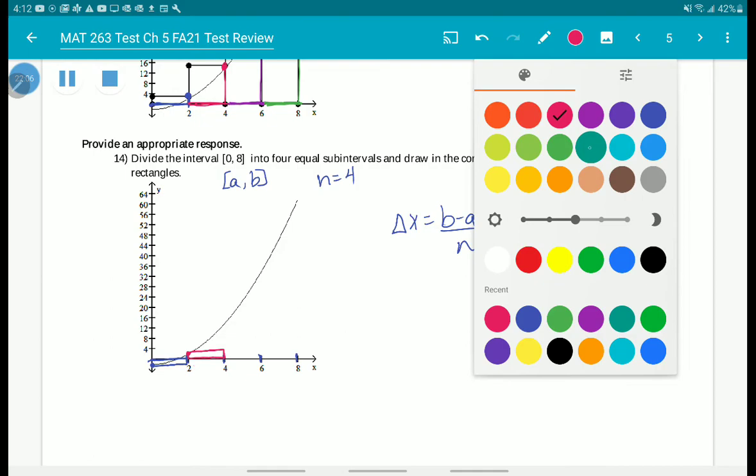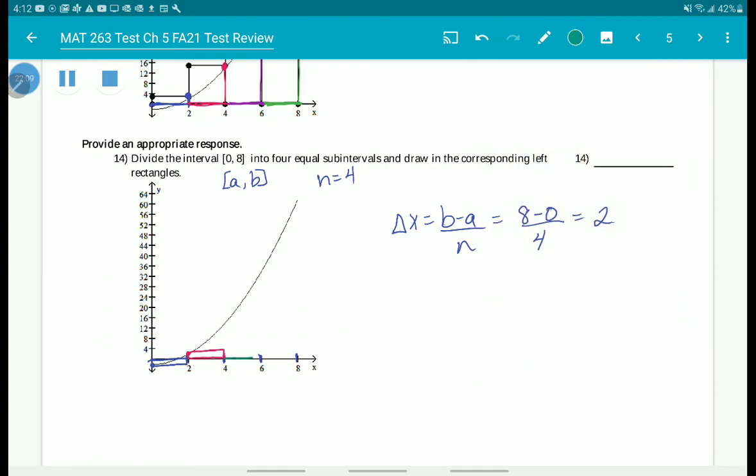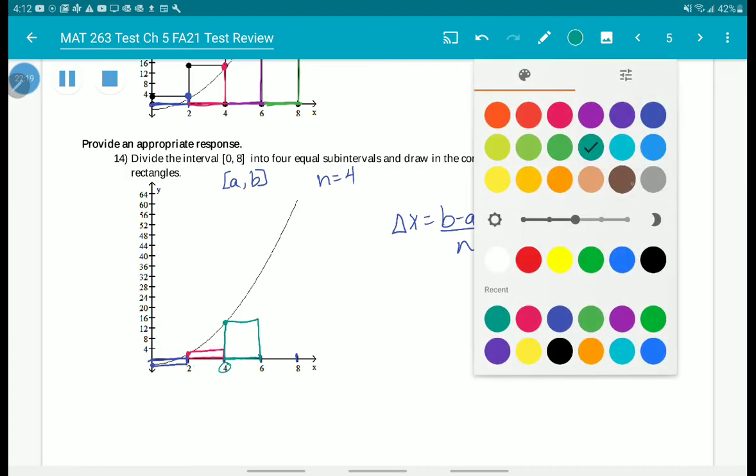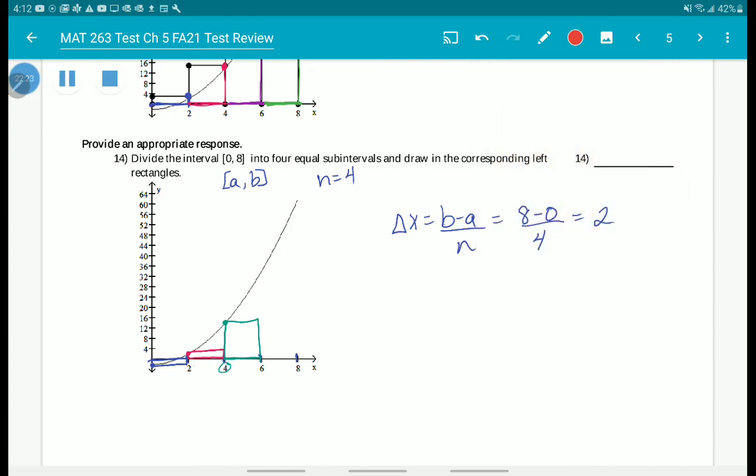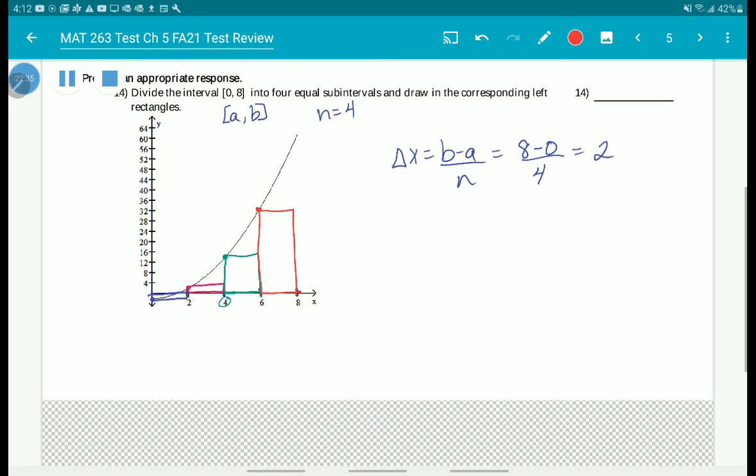My next interval is from 4 to 6. The left-hand side is at 4. So I go up to the graph, touch it at x equals 4, and then I draw it over. And then that last one goes from 6 to 8. I touch the graph at 6, and then I come all the way over. So that's what my left rectangles would look like.